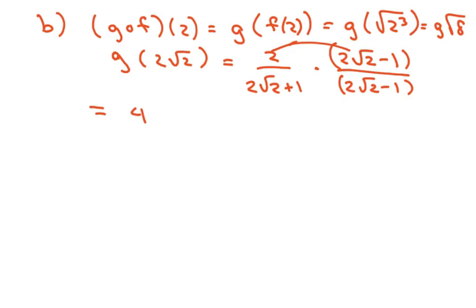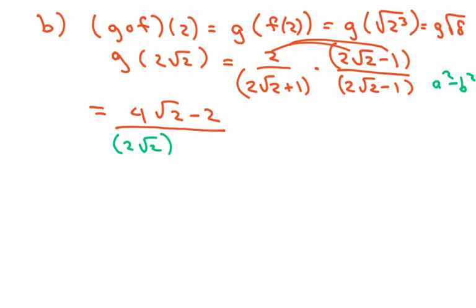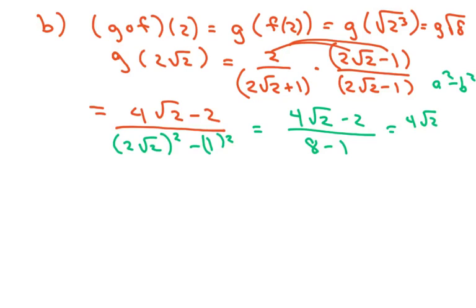If you distribute this, you're going to get 4 square root of 2 minus 2. And this is basically your a squared minus b squared. That's why we did it. So you square the a. So this will be 2 square root of 2 squared minus 1 squared. So that's going to be 4 square root of 2 minus 2 over 8 minus 1. So simplify that. You get 4 square root of 2 minus 2 over 7.